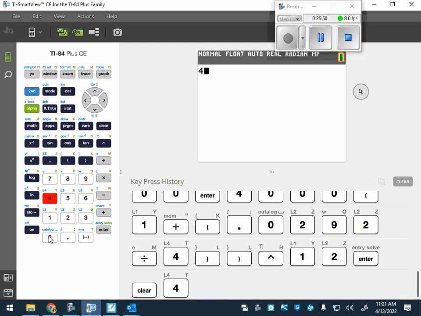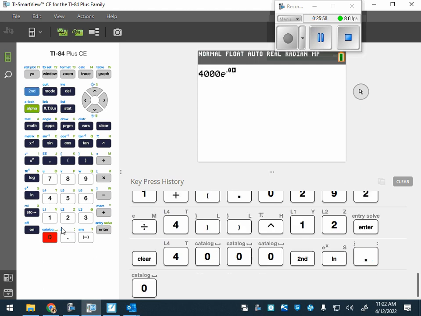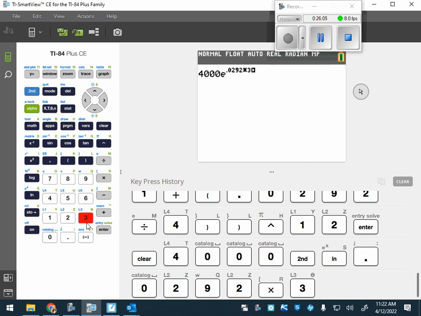Okay, we have 4,000. Second ln, which is right next to the 4. 0.0292, and I like using that E because it does the exponent for me. I don't have to do anything different or another step. This is what you get.